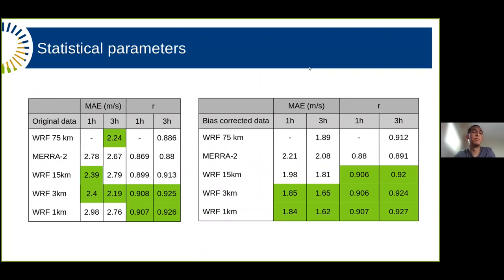So to illustrate better the performance of the simulations, in these tables, you can see on the left side the original data, and the mean absolute error and the correlation in another column. In green, I put the values that are very similar and which perform better. For example, for the 1 hourly time series, the mean absolute error has the best performance with the 15 kilometers and the 3 kilometers width.